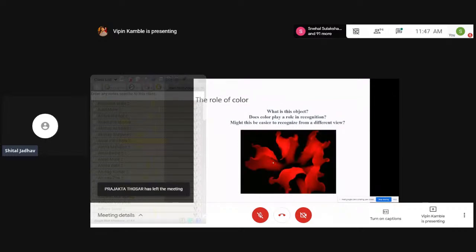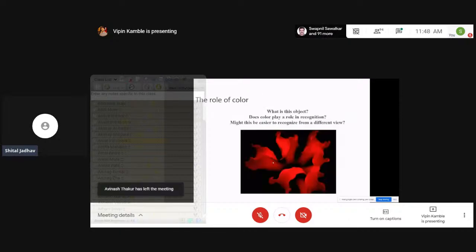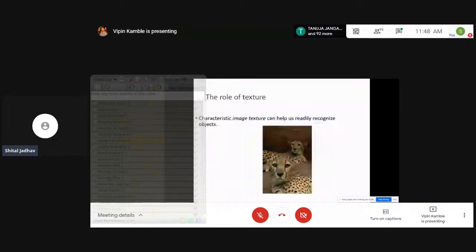So, the role of color. If I give you this object and ask you what this object is, you might be confused whether it is a flower or plates. But if you give different colors, it will be much easier to recognize. So these are the challenging tasks faced by computer vision applications.